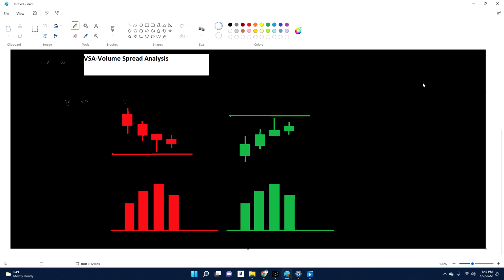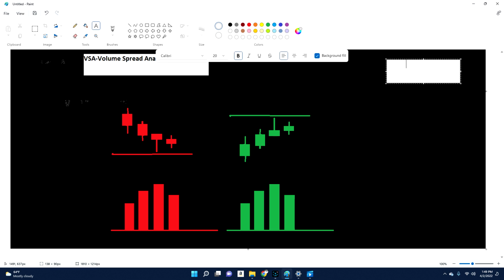I'm going to just put that on the side here. Volume precedes price. Make that black. Okay, volume precedes price. That means that the volume can tell you what's going to happen to the price before it does.